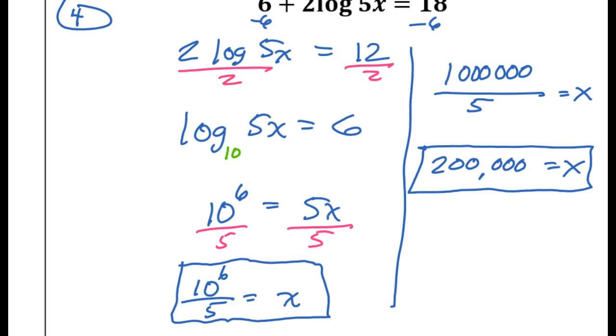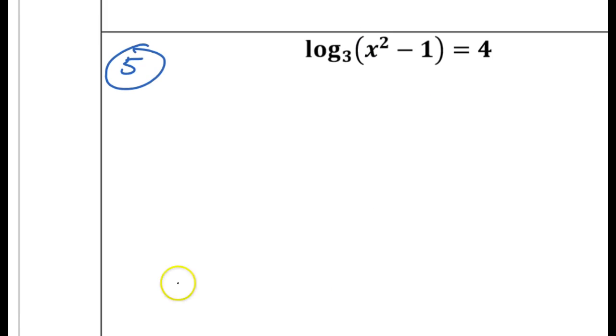These two are the same thing. All right, let's do problem number 5. Tell me the first step, anybody. Exponent form. 3 to the 4th power equals x squared minus 1. There's no algebra 1 stuff you can do. You have to go straight to exponent form. So 3 to the 4th power.